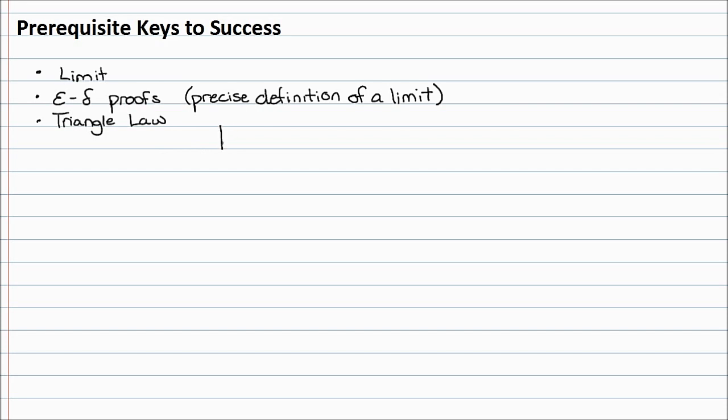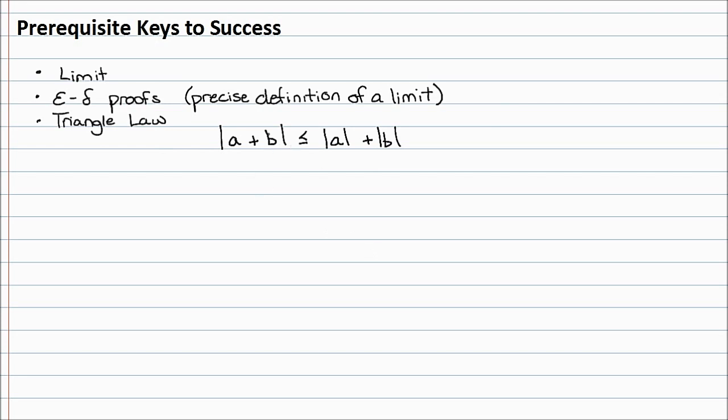The triangle law basically says the following. If you have a quantity a and b, and you add them together, and you want to take the absolute value of those, it's just telling us the absolute value of a plus the absolute value of b must be greater than or equal to that.